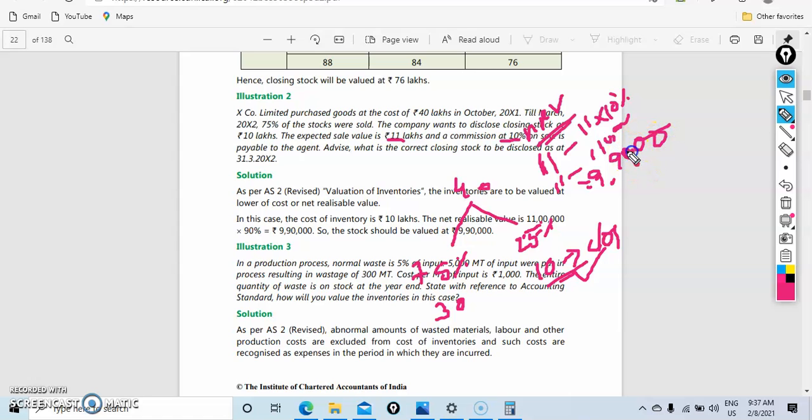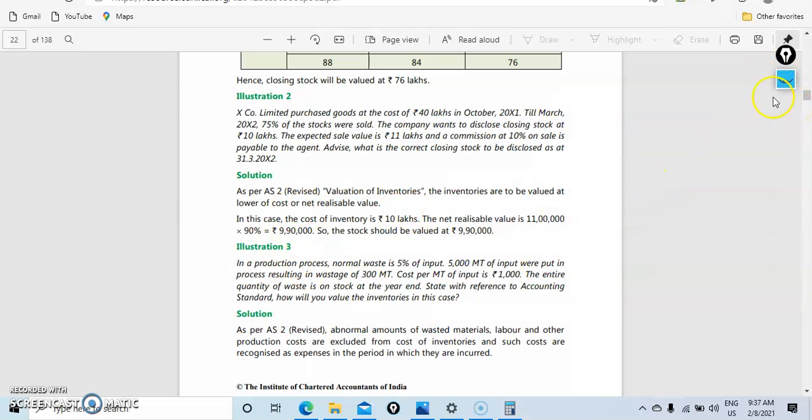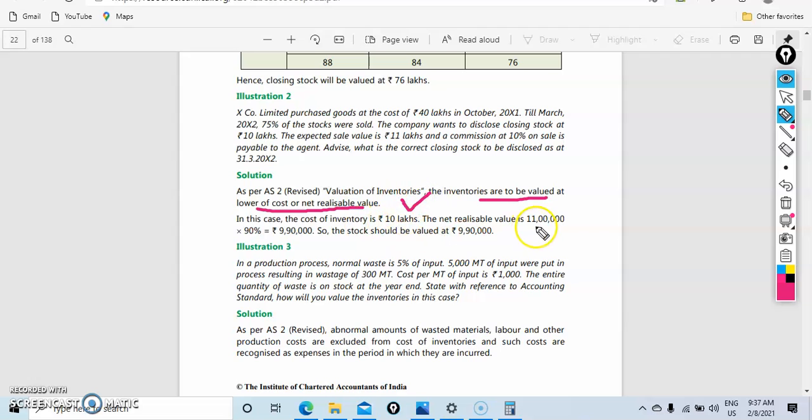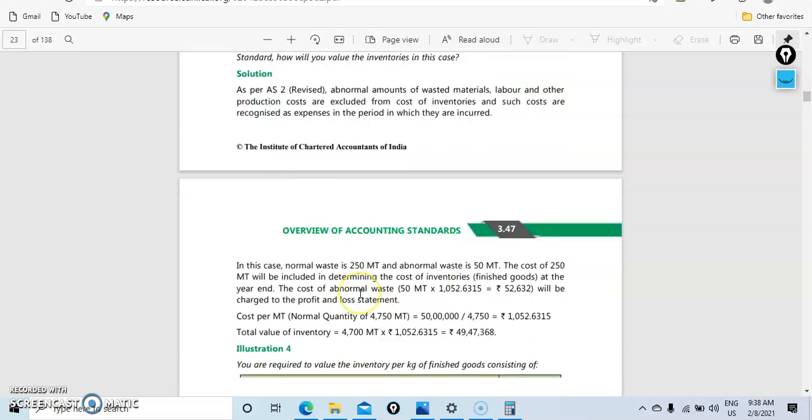So what we have to do is see whether the cost or NRV is lower. NRV only is lower, so you will value the stock at NRV. As per the rule, stock is valued at the lower of cost or NRV. In this case, the cost is 10 lakhs and net realizable value is 9 lakh 90,000. Then stock is valued at 9 lakh 90,000.